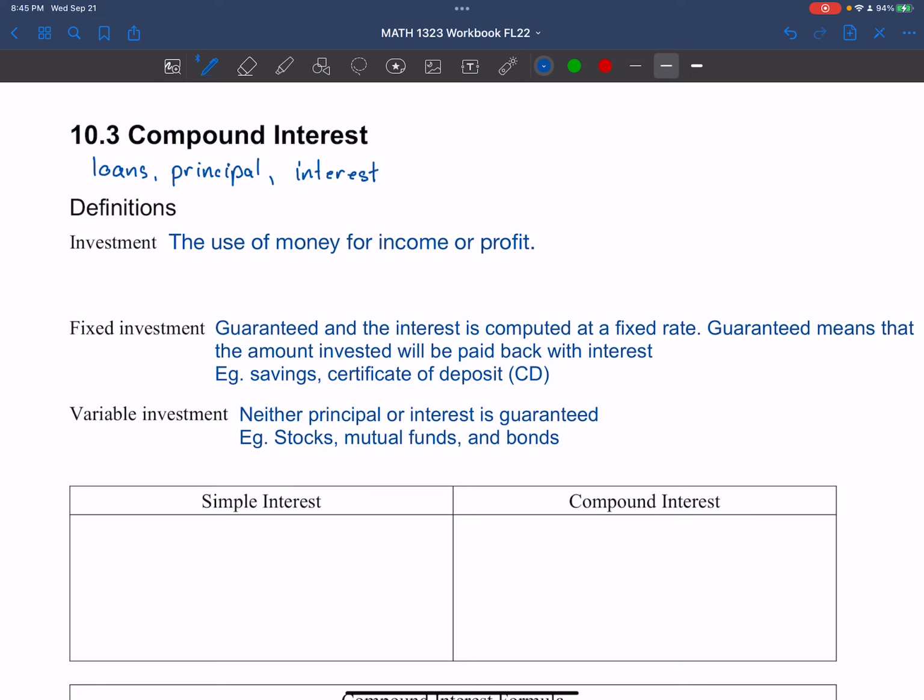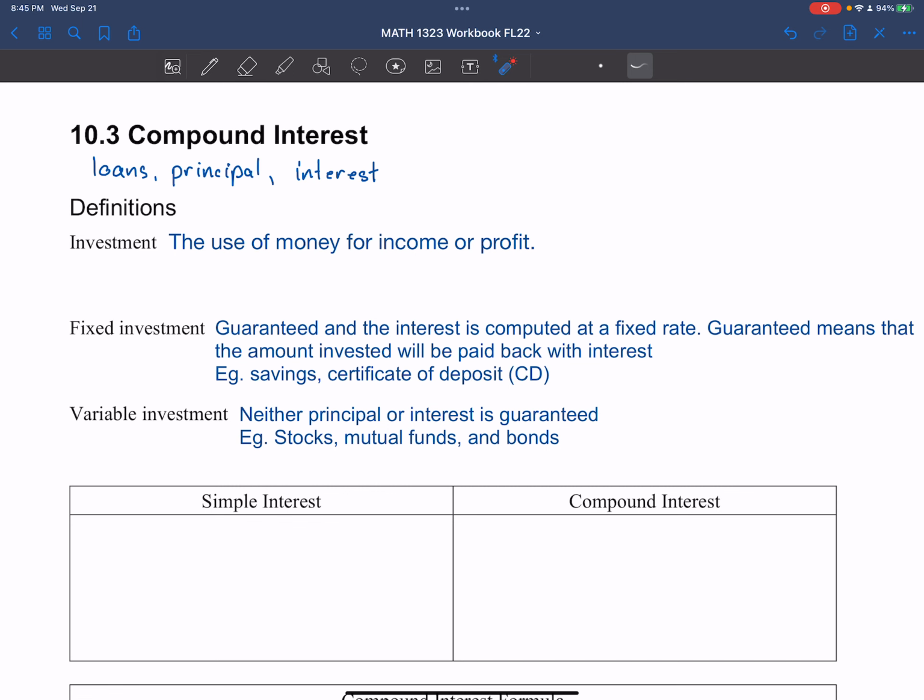So we can also do this the other way. When the bank borrows money from you, it is referred to as an investment. You give it to some organization, and they will do whatever they want with it. There are certain rules and regulations, but the investment is you using money for income or for profit.